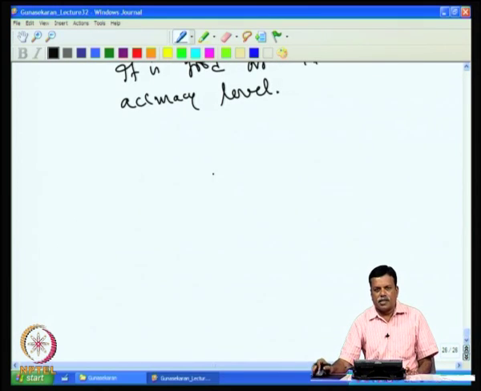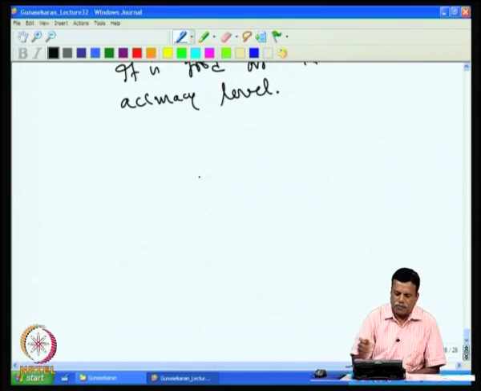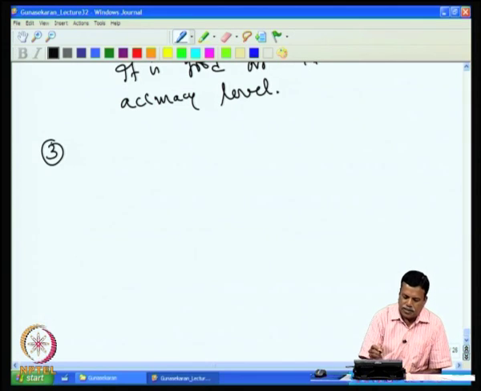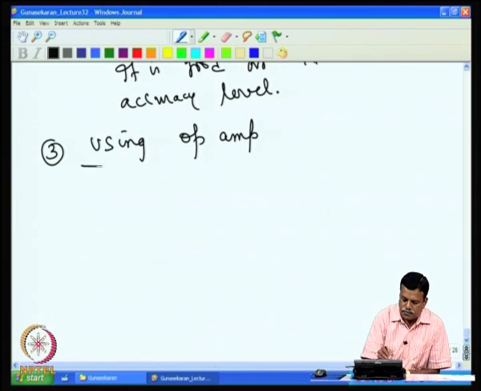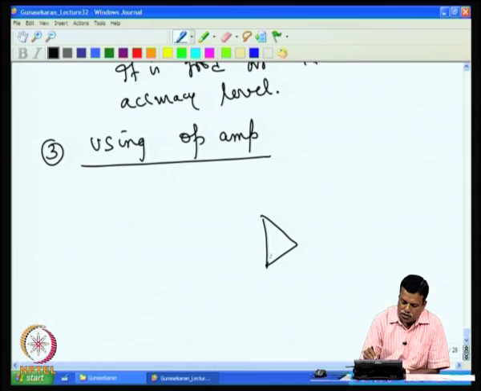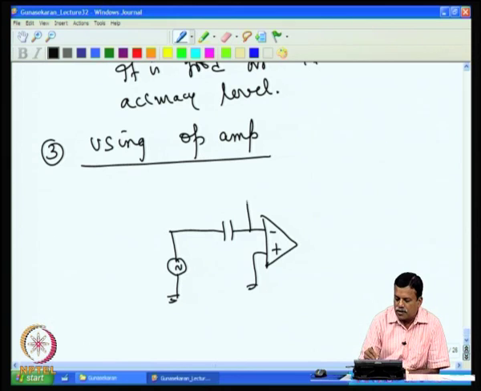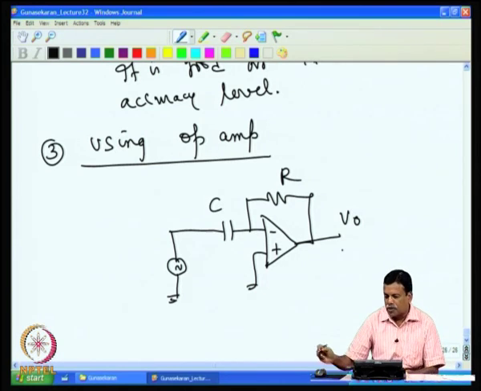So, how to make measurements using an op amp? The third technique that we are going to discuss in detail will be using an operational amplifier. If I want to measure the capacitance using an operational amplifier, one possible solution is to have a ground, a capacitance here, a sine wave source connected here, then the output, the feedback resistance R, and the output voltage V naught.